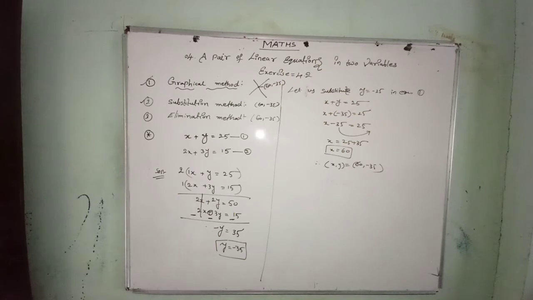I hope you understood that these three methods are very important. In the substitution method, graphical method and elimination method, we always get the same answer. So a pair of linear equations in two variables we can solve in three methods. Remember these three methods: graphical method, substitution method and elimination method.